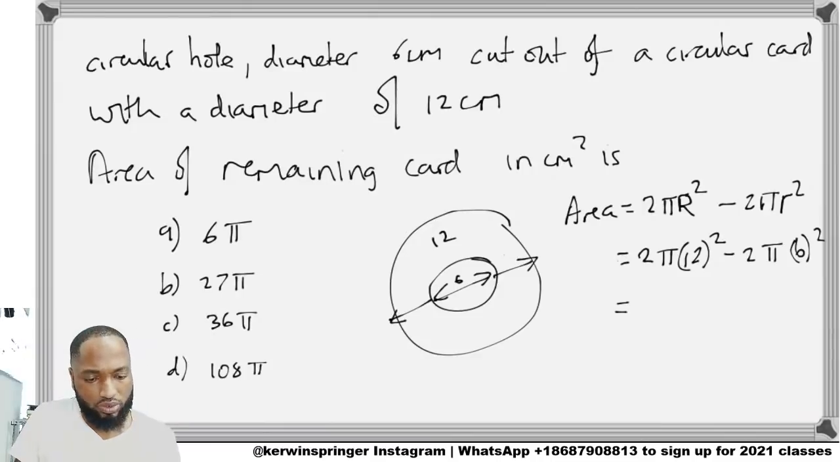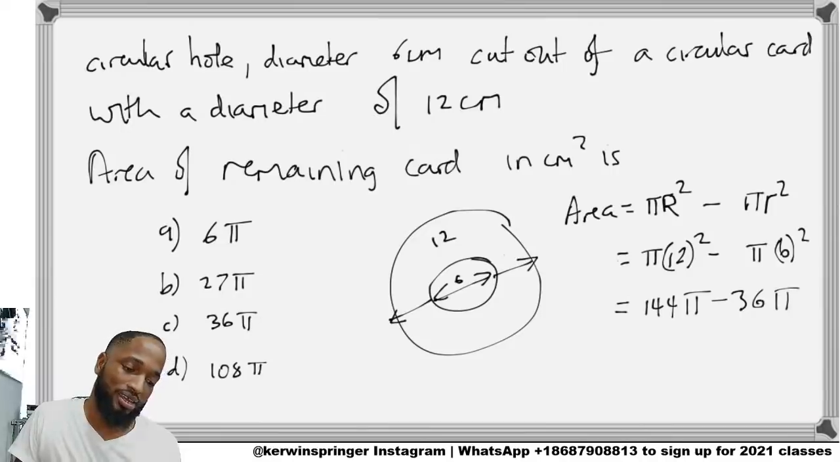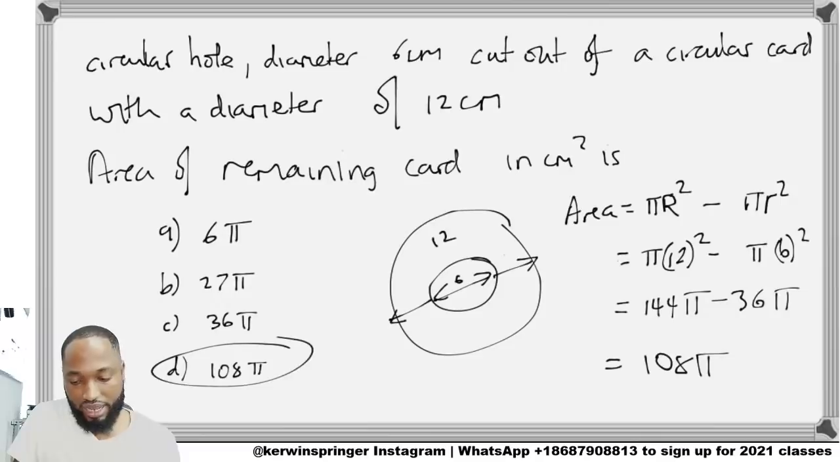Why have 2 pi r squared? Just pi r squared. 2 pi r is the circumference of a circle. I know that was kind of weird. Area of a circle, pi r squared. Circumference of a circle, 2 pi r. Don't make that mistake in the exam. So pi times 12 squared is 144 pi, minus 36 pi, and out we pop with 108 pi. Beautiful question, Antigua.